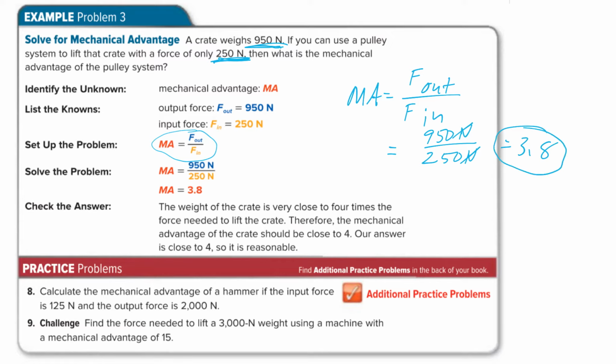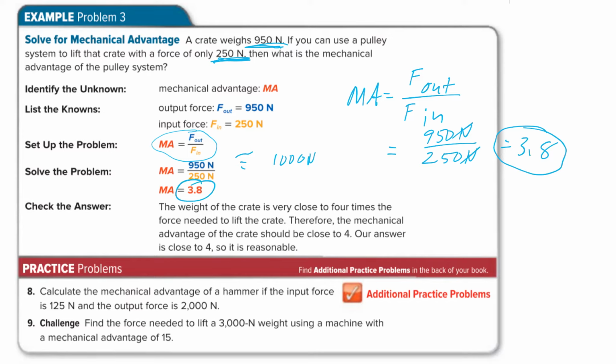And down here it's showing you how to check the answer. Basically, you kind of round off a few things. They rounded this off to 1,000 newtons, and then 250 goes into 1,000 4 times. So really the answer should be around 4, so 3.8 is around 4, so that works.